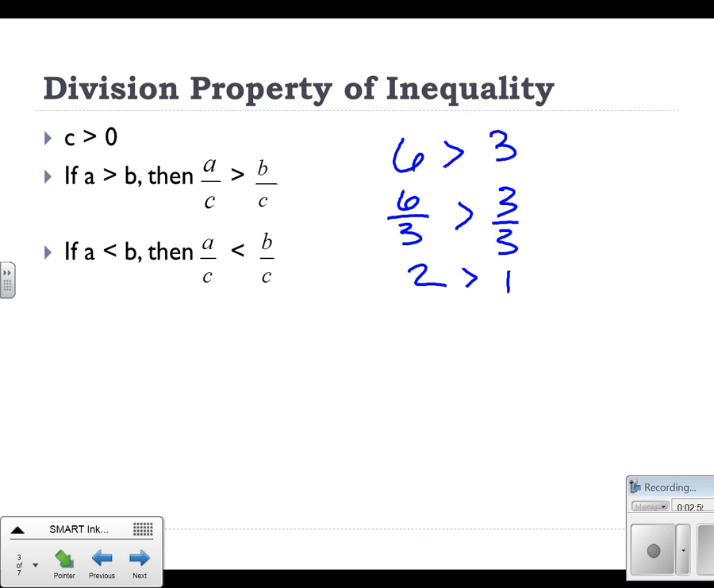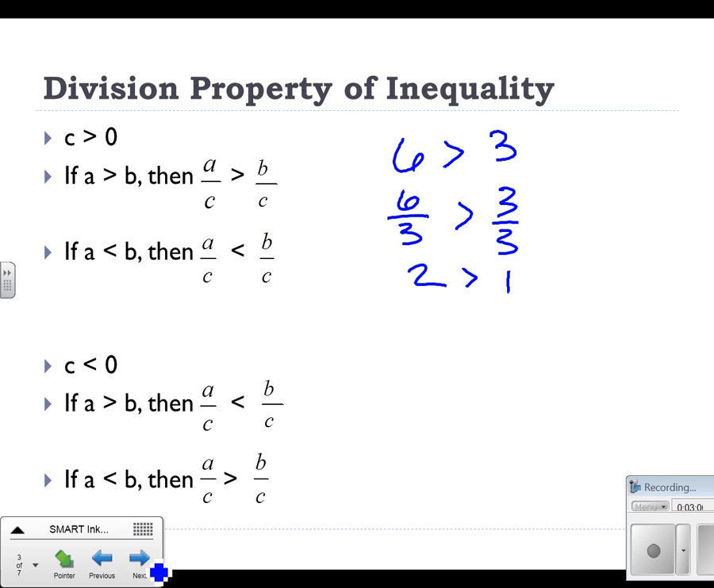It stayed the same. However, when that C is less than 0 and you divide both sides of an inequality by that C, what happens is similar to the multiplication, where the C was less than 0. If I had 6 is greater than 3 and I divide both sides, let's say, by -3, we would end up with -2 and 1. And if I kept it the same, that's not true. We have to reverse the sign the minute we divide by a negative.